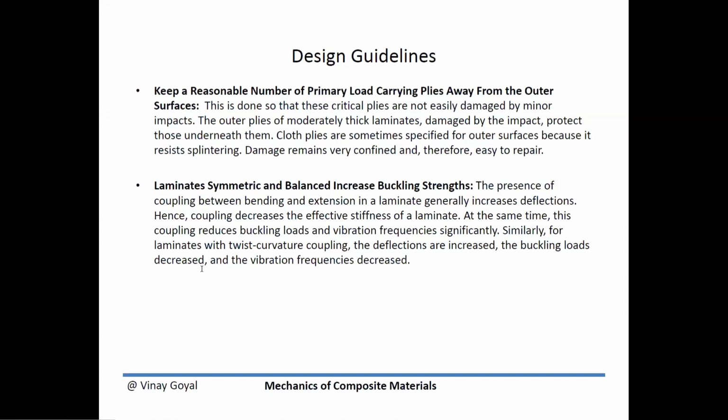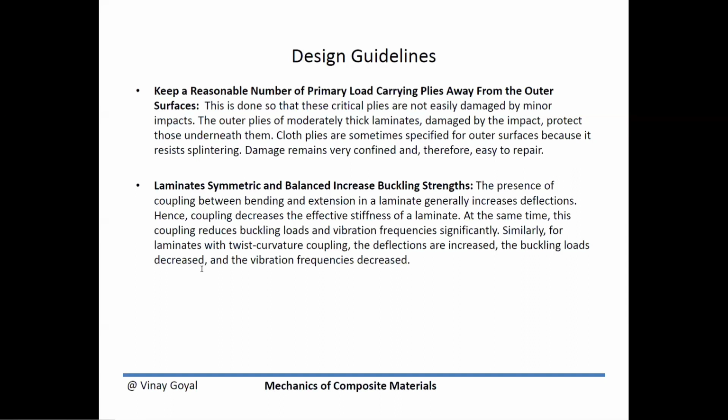So the presence of coupling between the bending and extension in a laminate generally increases deflections. That's the situation: when you don't use symmetric and balanced laminates, you're going to get the B matrix that couples the bending and extension stiffnesses, and we know that could increase deflections. So those will make it more prone to buckling.